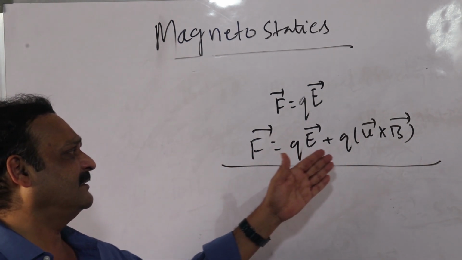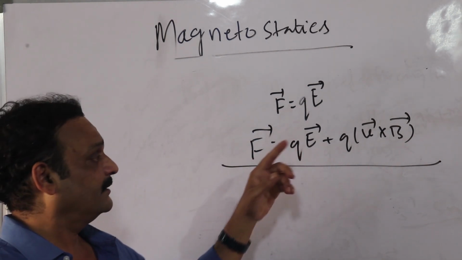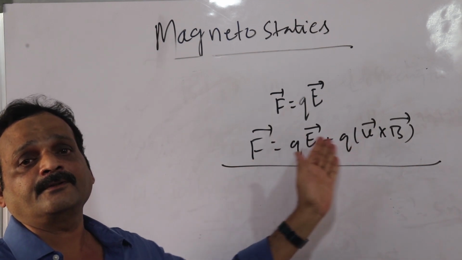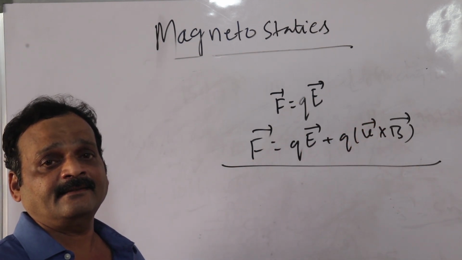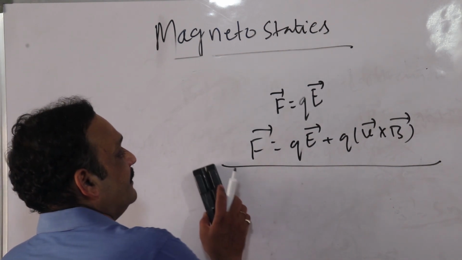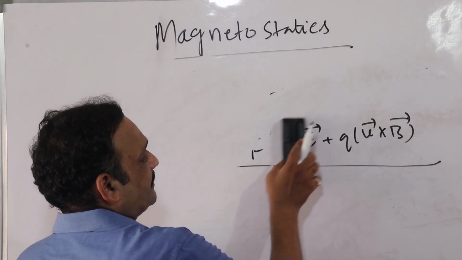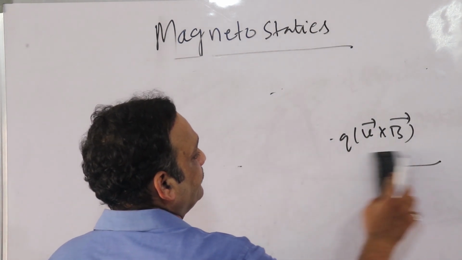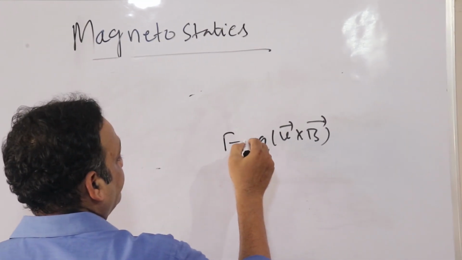If only an electric field is there, F equals QE. If only a magnetic field is there, F equals Q into V cross B. If both are present, this is the resultant Lorentz force. Now we are discussing magnetostatics, so let us concentrate only on the relation F equals Q into V cross B for some time.